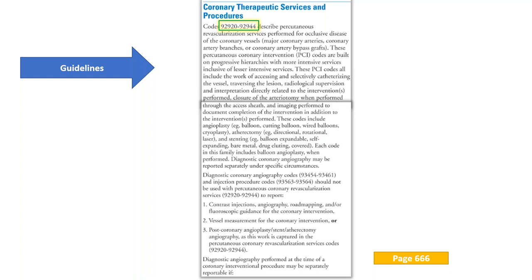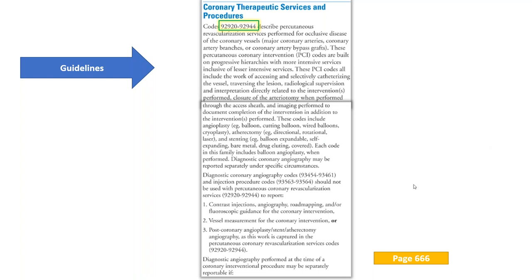So these PCI codes include all the work of accessing and selectively catheterizing the vessel, transversing the lesion, radiological supervision and interpretation that is directly related to the intervention performed, closure of the arteriotomy when performed through the access sheath, and imaging performed to document completion of the intervention in addition to the interventions performed. Now, these codes will include codes for angioplasty.